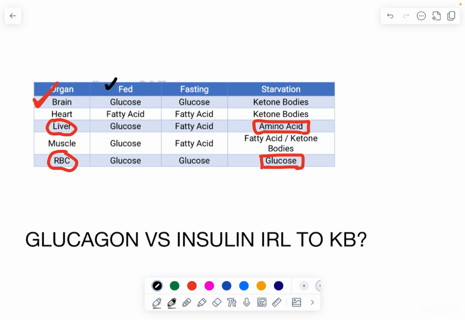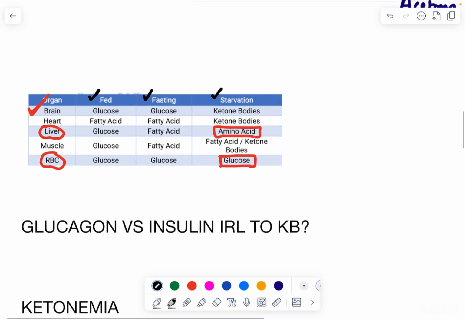Brain in the fed state, obviously glucose. In fasting, it will use glucose. In starvation, it will use ketone bodies. Heart is the same, but in fed and fasting states with fatty acids. Muscle also utilizes ketone bodies. Just remember it. All right, RBCs in the starvation state will utilize glucose, and liver in the starvation state will utilize amino acids. This is the question.